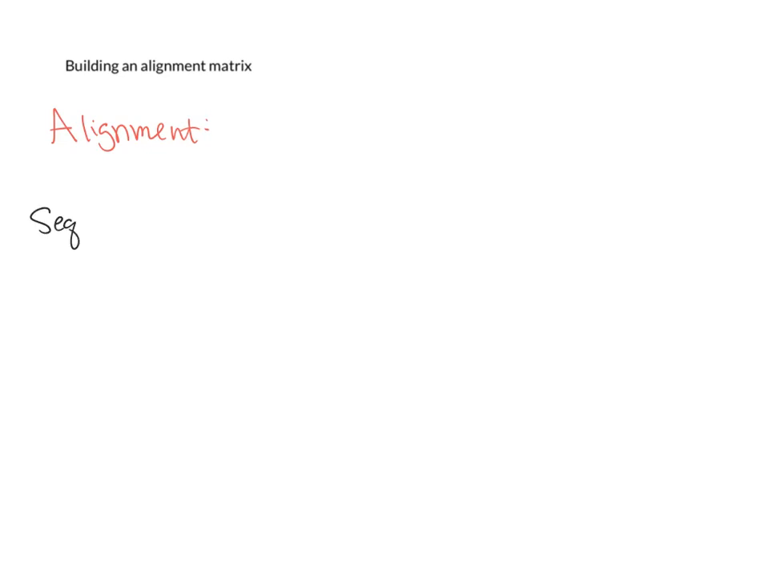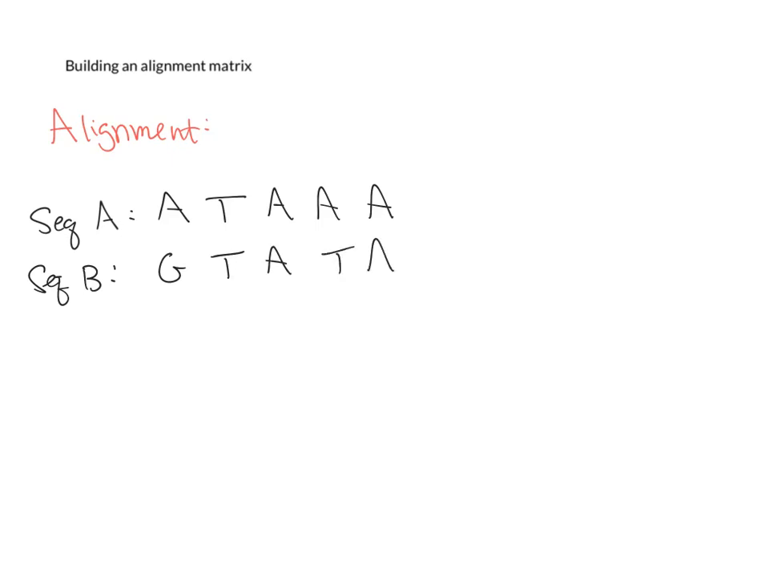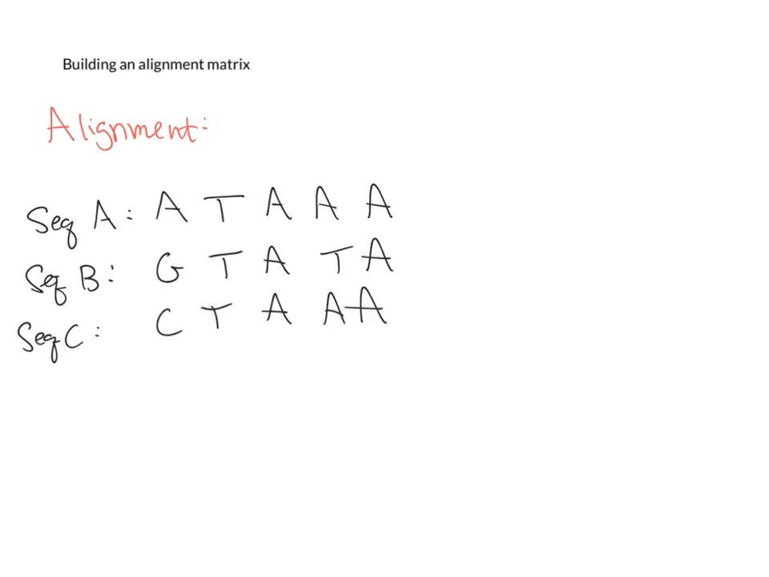The first sequence, sequence A, I'm going to say it's A, T, A, A, A. Sequence B is G, T, A, T, A. And sequence C is C, T, A, A. So there's an alignment. Now if we want to make an alignment matrix out of this, we need to do pairwise alignments of these. So I'm going to write those out. Let's do sequence A versus sequence B first.